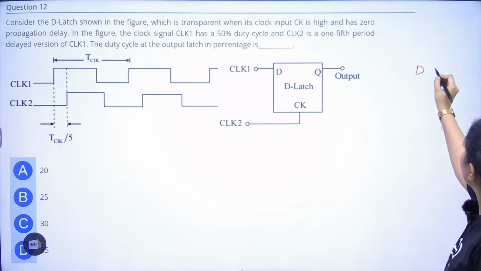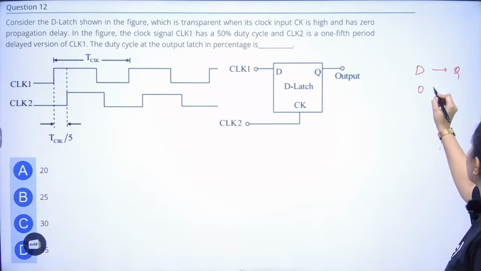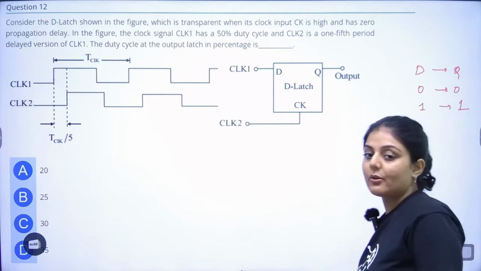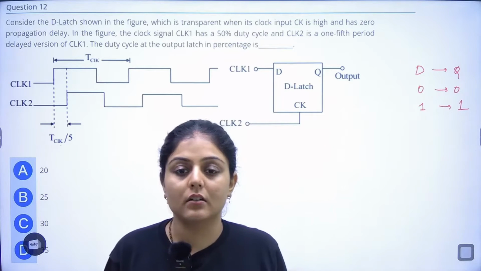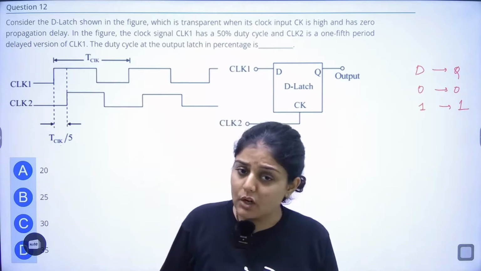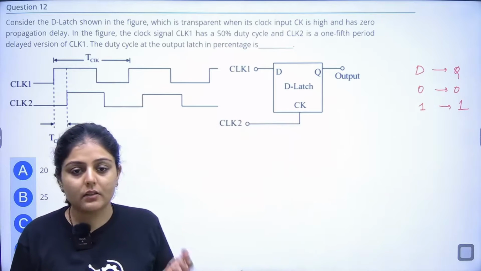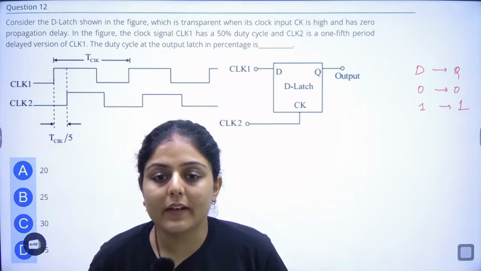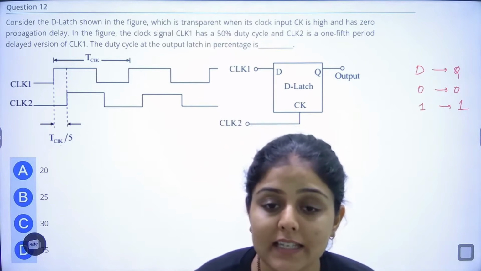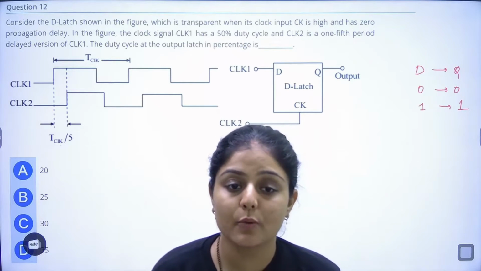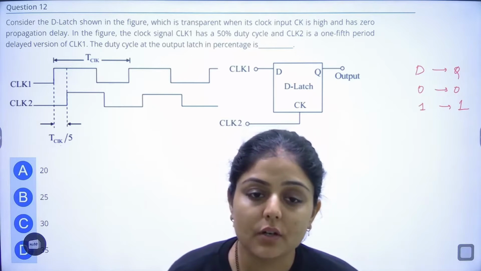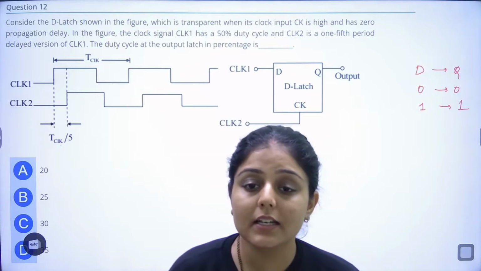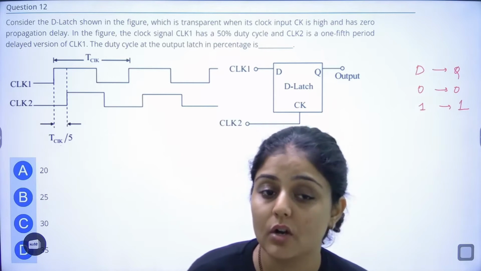When D value, this is output. Transparent means this. Whenever D value is 0, output value is 0. Whenever D value is 1, output value is also equal to 1. So that is what transparent means. Okay, when its clock input CK is high and has a 0 propagation delay. Right, in this figure, clock signal CLK1 has 50% duty cycle and CLK2 is 1/5 period delay of clock 1.